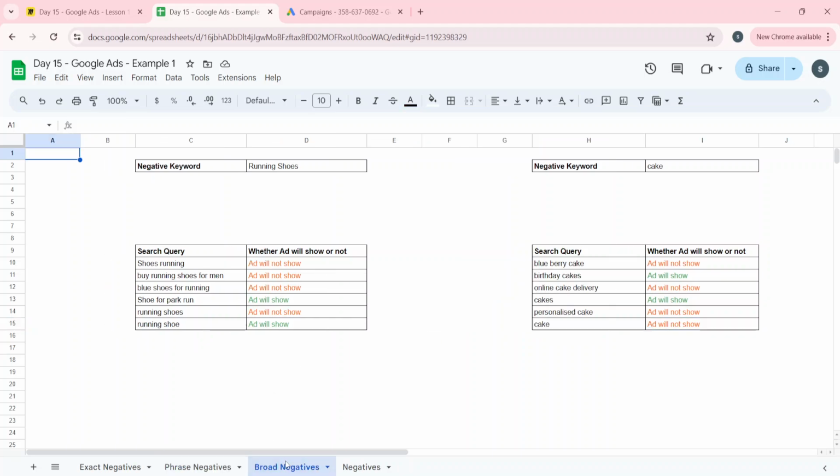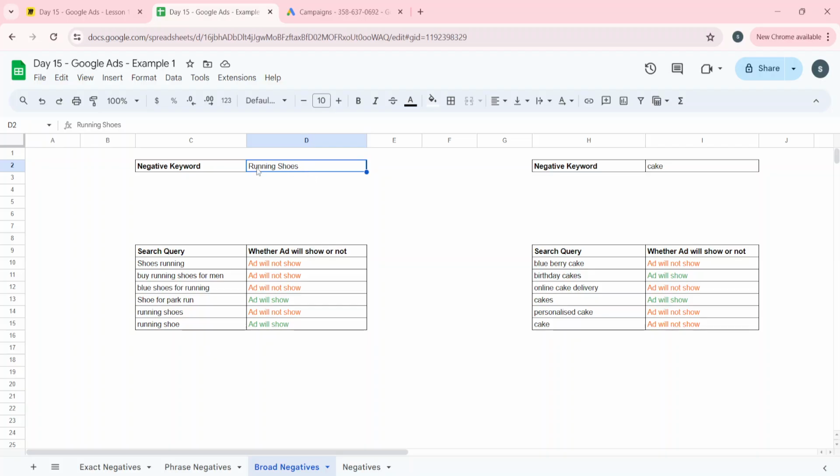And finally, the broad match. When it comes to broad match, it is enough that these words are present in the search query, that's it. It doesn't matter in which order they are present. It only considers whether these words are present or not.